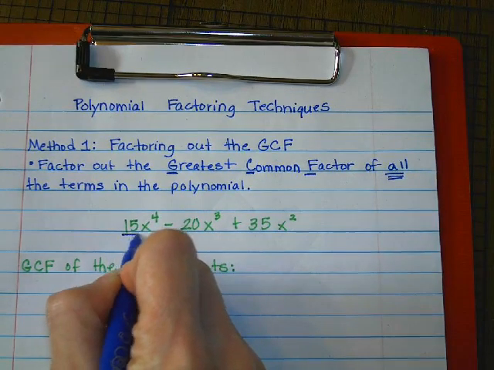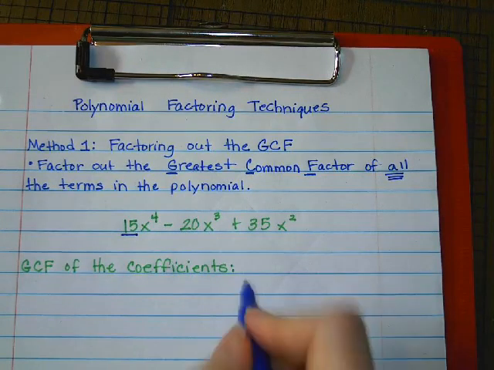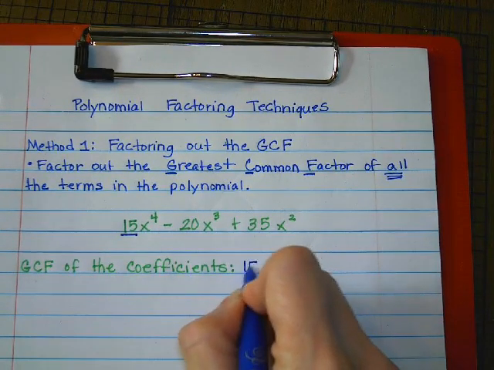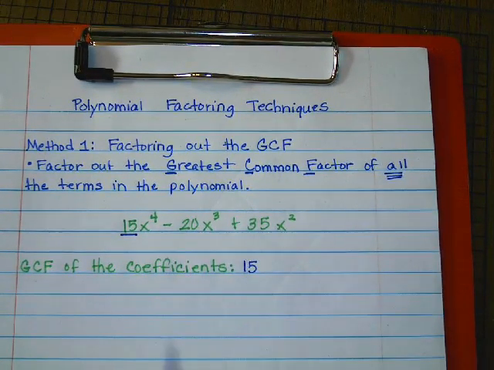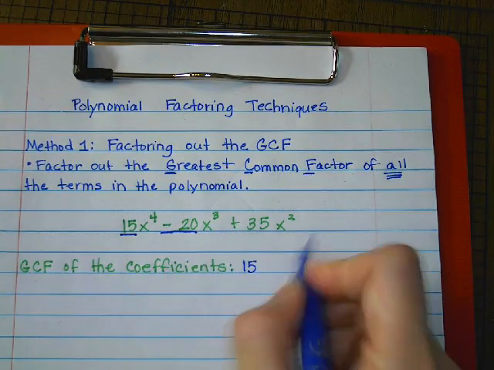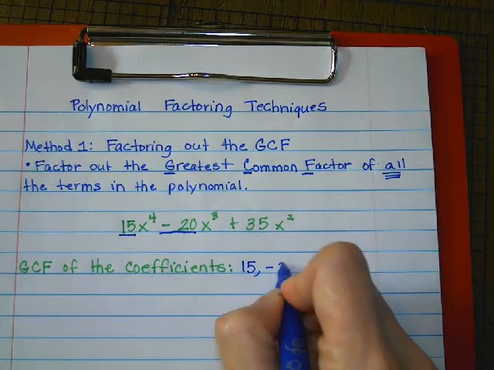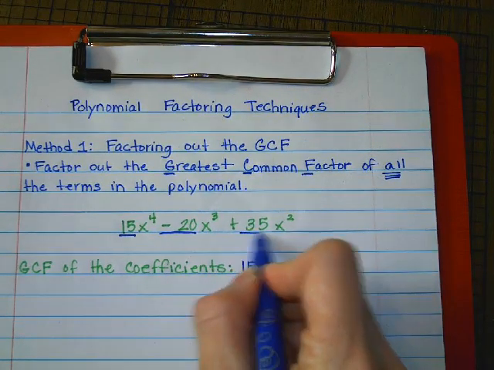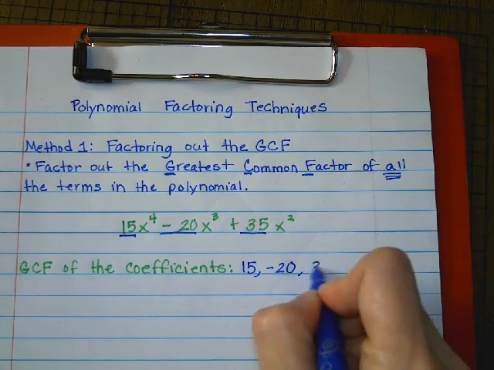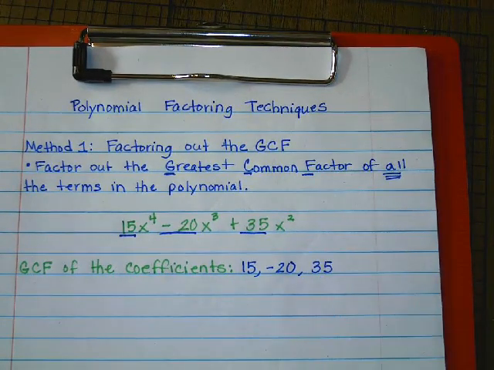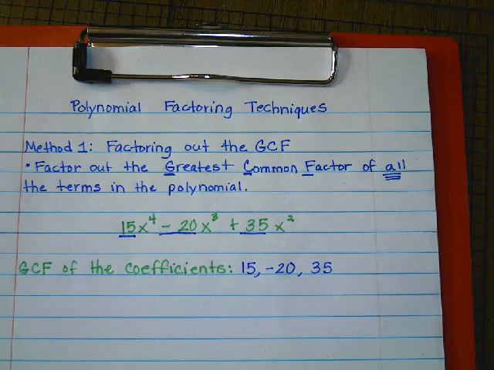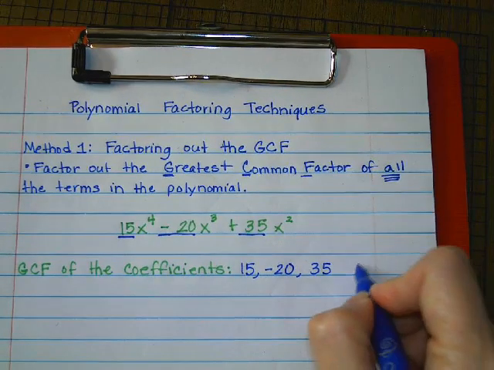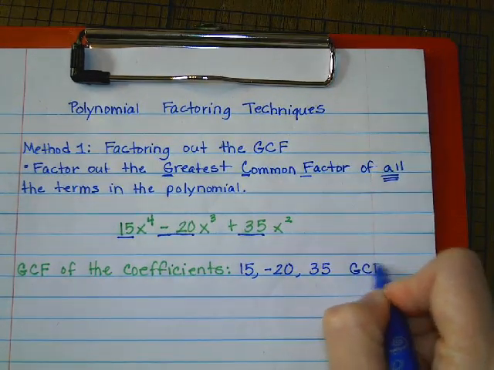So our first coefficient is 15. So write that down, 15. Our second coefficient is negative 20. Yes, we use the sign to the left of the coefficient to determine whether it is positive or negative. And our last coefficient is 35. And it's a positive 35. We do not need to write plus 35. It's just understood. From here, we're going to look for our greatest common factor.